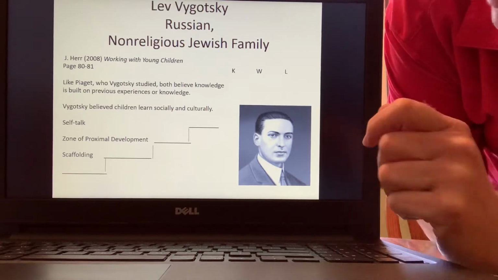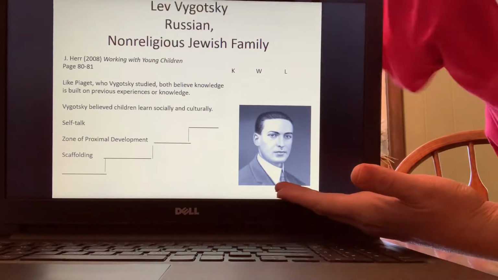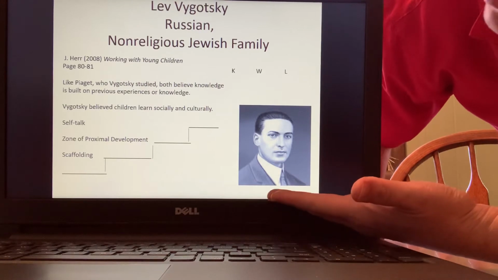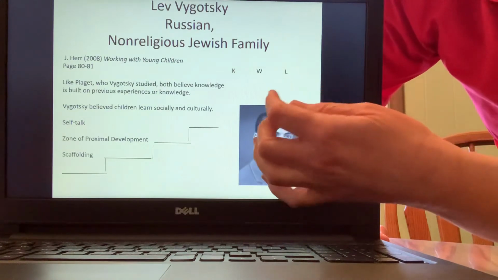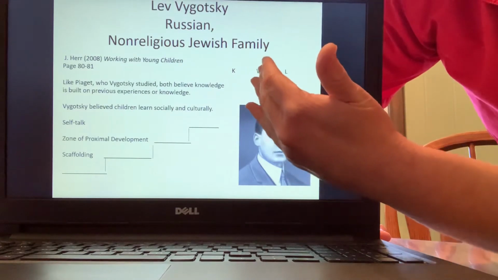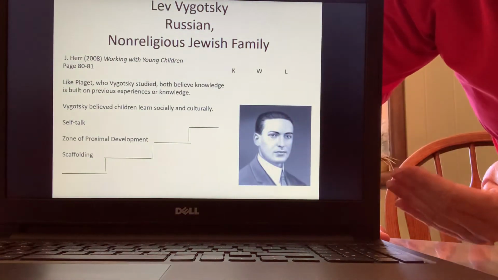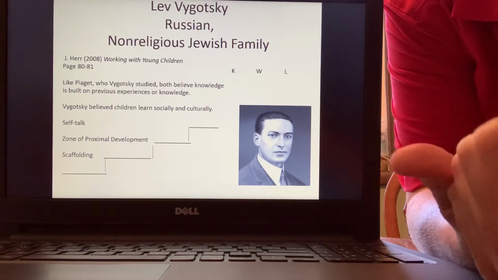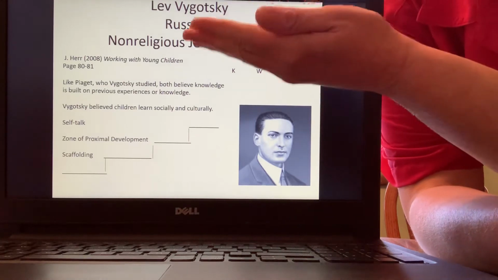So like Piaget, who Vygotsky studied under, both believe knowledge is built on previous experiences or previous knowledge. Okay, so if you've ever done a KWL chart in your classes, it's like, what do I know about this concept? What do I want to know? So then you come up with questions and then you fill out what you learned. So it's like a before and an after. The KWL was developed from Vygotsky's theory.